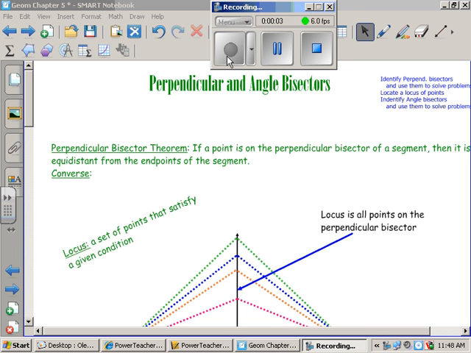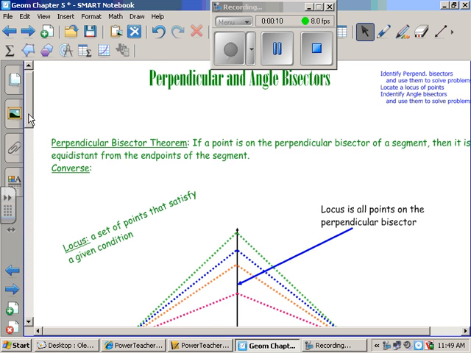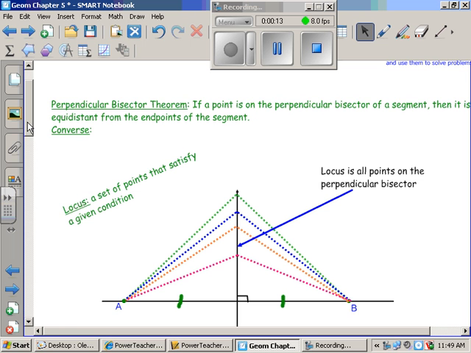Things you need to know about perpendicular bisectors and angle bisectors. A perpendicular bisector is a line that divides a segment into two equal pieces and is perpendicular to it. The perpendicular bisector theorem says that any point on this line, like this one, or this one, or this one, or this one, is equidistant from the two endpoints, A and B.